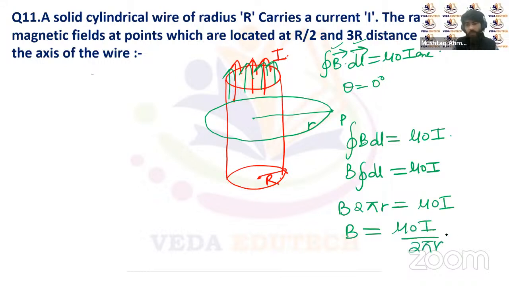Or we can say the magnetic field is inversely proportional to the distance from the center of the cylinder for the outside point. So B is inversely proportional to r.